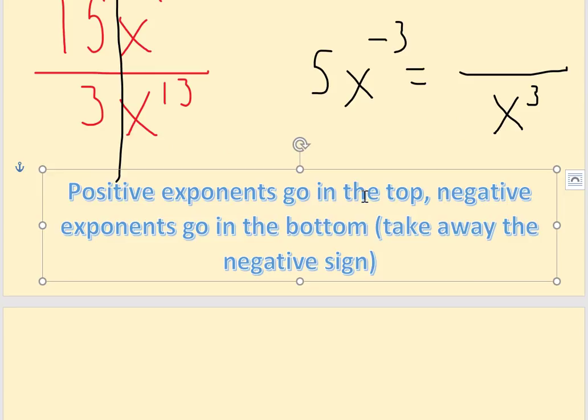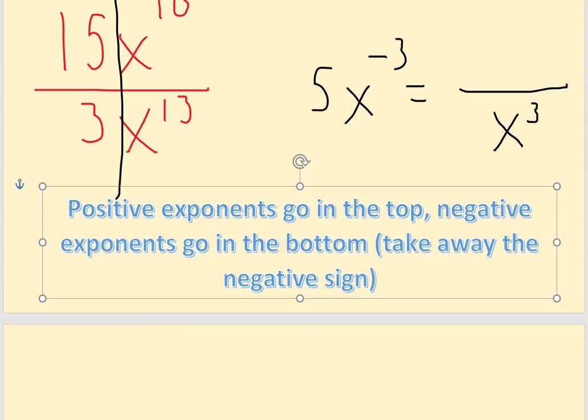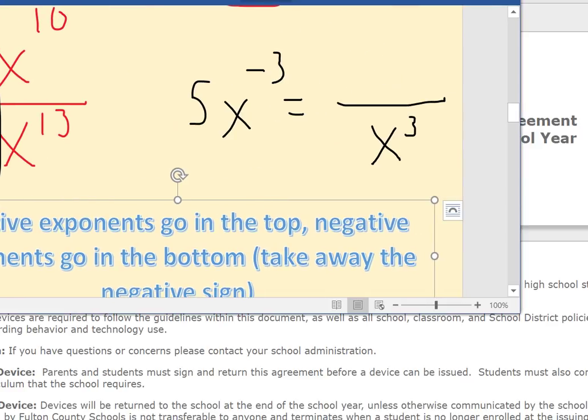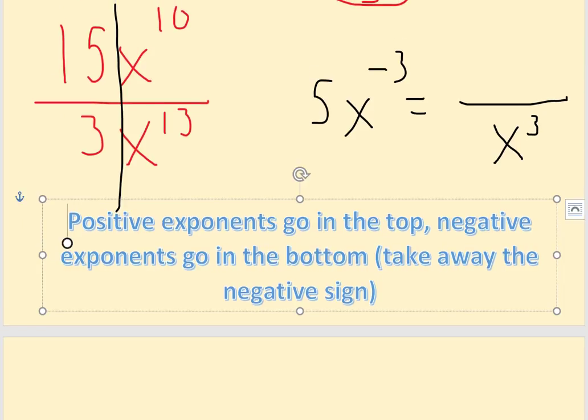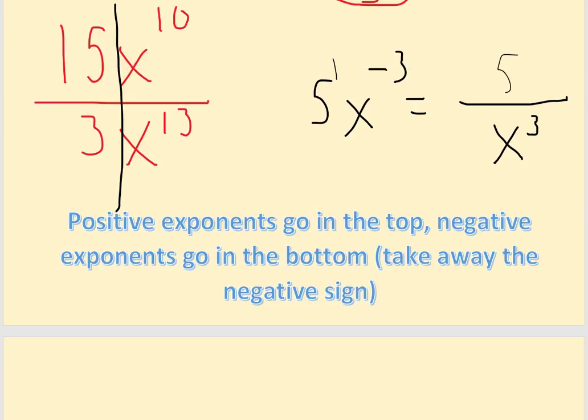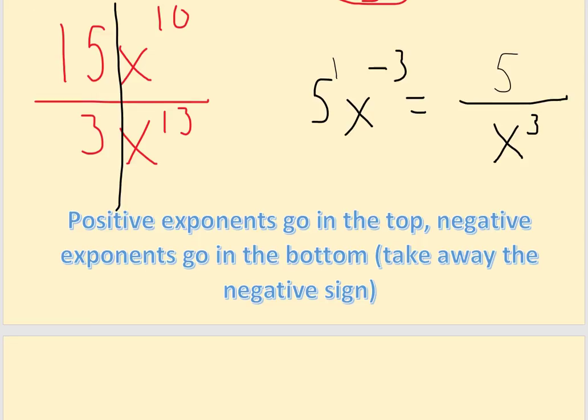So x to the negative 3 goes in the bottom. The exponent for 5 is not that negative 3 because it's not touching. So if it does not have an exponent, it's an understood 1. So this 5 is going to have a 1, and that's positive. So since it is positive, positive exponents go in the top. We're going to have a 5, and you don't need to put the 1 right there. Negative exponents go in the bottom. Positive exponents go in the top. All right? Let's try another one.